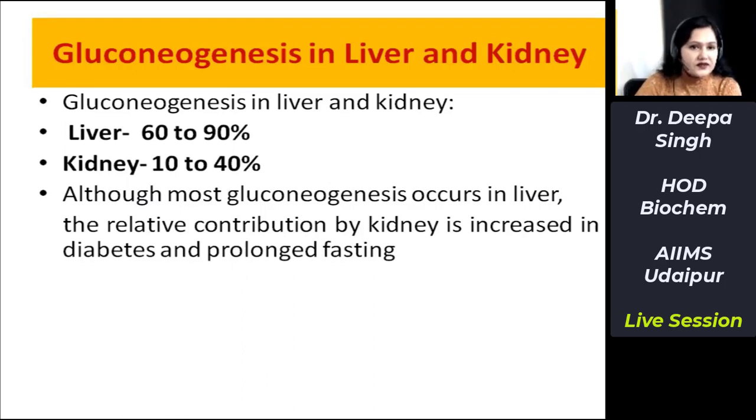There are 4 precursors for glucose: amino acid, lactate, glycerol, and propionate. Among these 4 precursors, propionate is the minor precursor in non-ruminants, while it is the major precursor in ruminants. So the major precursors in non-ruminants are lactate, glycerol, and amino acids.